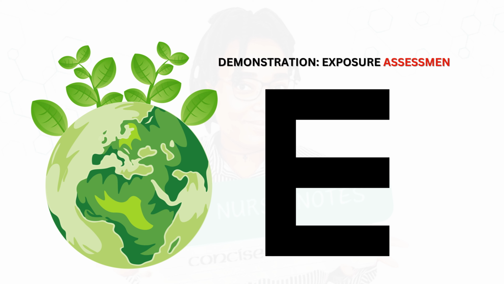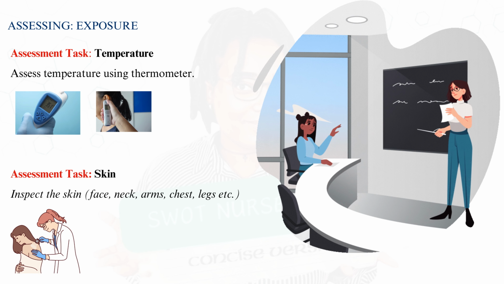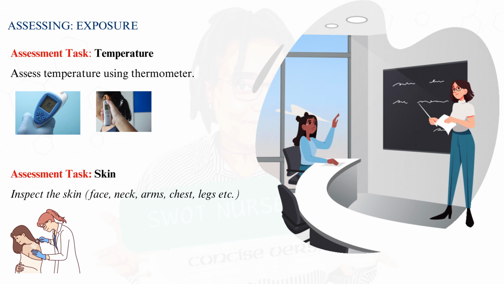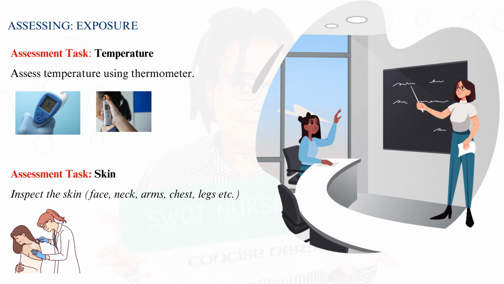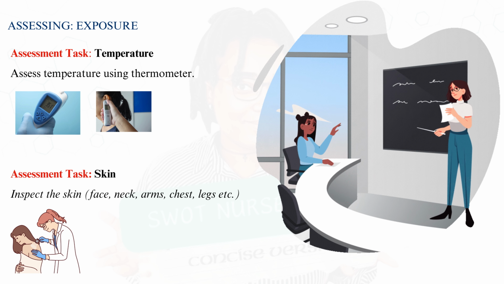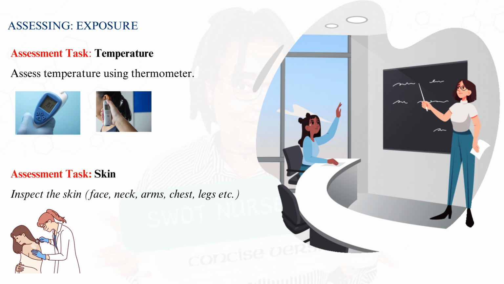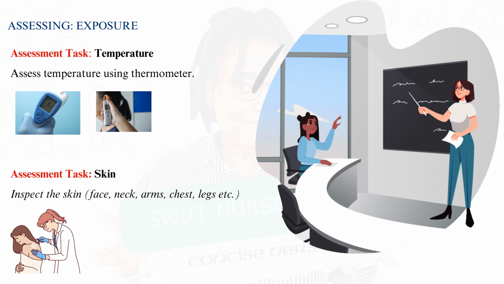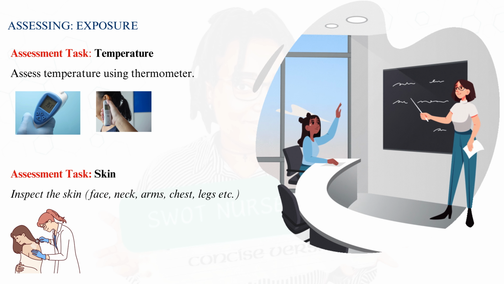Demonstration for exposure. The final assessment is exposure, E. What are you expected to do for this area? Assess the patient's temperature using the thermometer. Inspect the skin for bleeds, rashes or bruises. Ask if he or she is experiencing any bleeding. And query if the patient has or had any injuries.